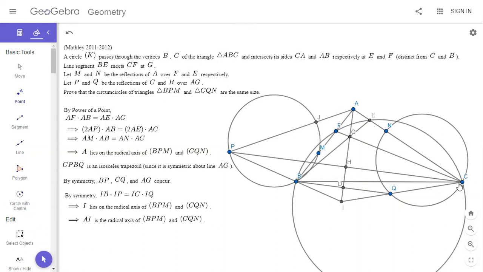So AN times AC is AM times AB, which is AJ times AP. So yeah, AJ is equal to AN. So AJ is equal to AN, right? And we also know that AI bisects angle JAN. This implies that J is the reflection of N, and hence both should have similar radii.